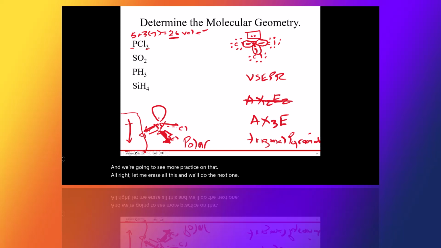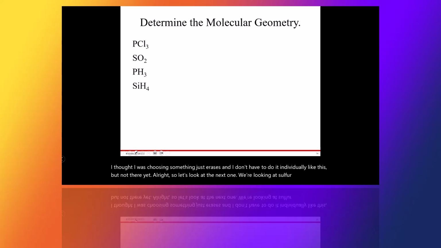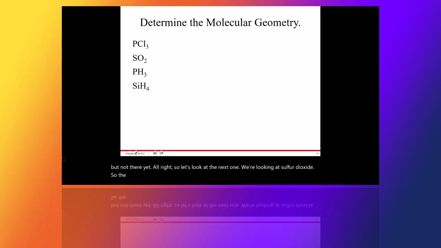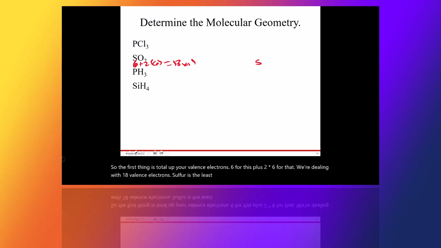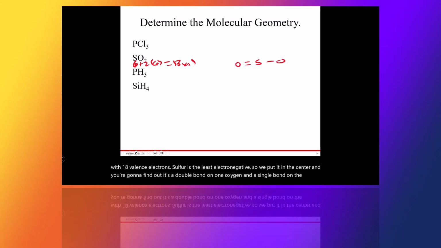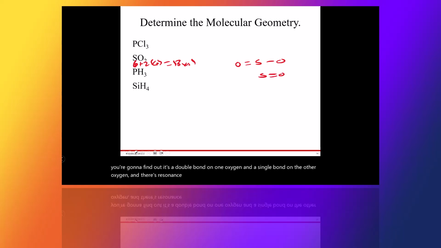All right, so let's look at the next one. We're looking at sulfur dioxide. The first thing is total up your valence electrons: 6 for this, plus 2 times 6 for that. We're dealing with 18 valence electrons. Sulfur is the least electronegative, so we put it in the center. And you're going to find out it's a double bond on one oxygen and a single bond on the other oxygen. And there's resonance, so there's a double bond on this oxygen, single bond on this one.